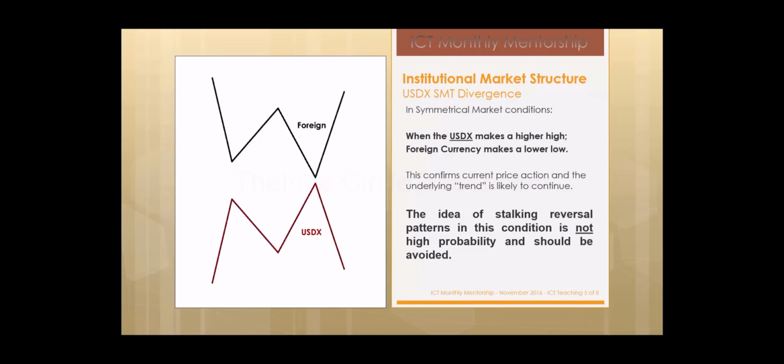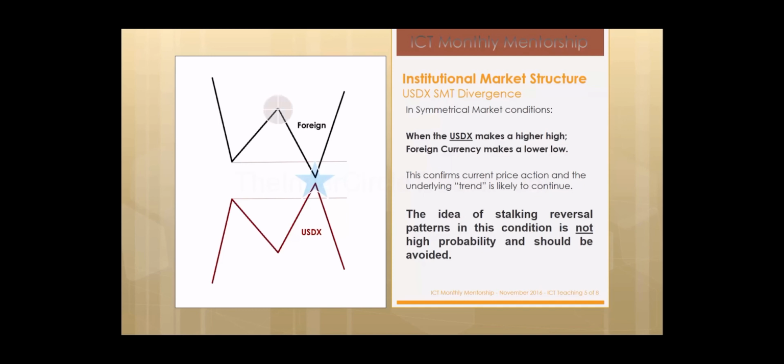Now, when the dollar index makes a higher high and the foreign currency makes a lower low, this too confirms current price action, and the underlying trend is likely to continue. Again, like we just said about the other slide, the idea of stalking reversal patterns in this condition is not high probability, and it should be avoided.